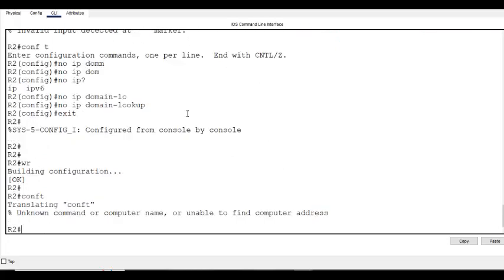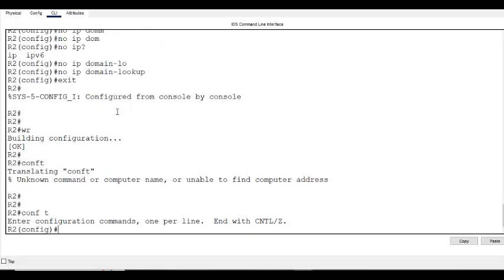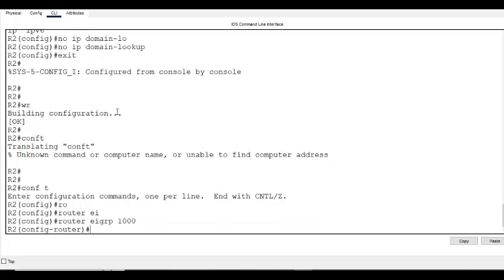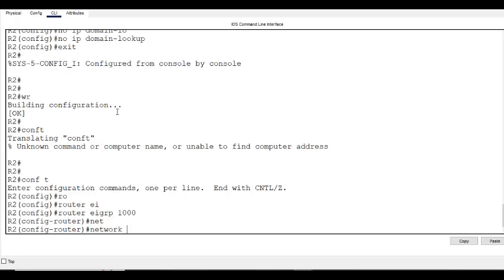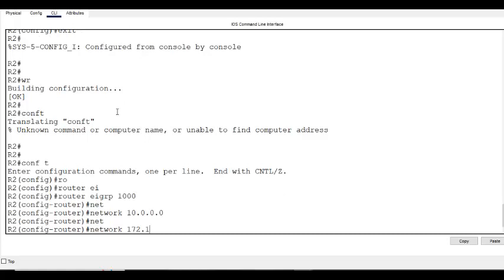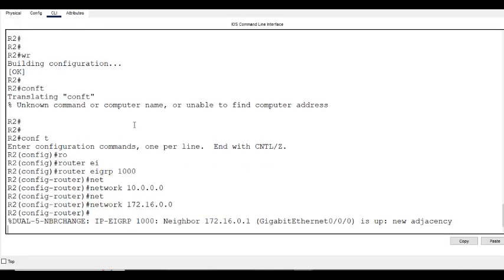Okay. Coming to EIGRP now. Router EIGRP 1000. Same number you have to type. That side 1000, this side also 1000. Network 10. Network 172.16. That's all. Look at this. As soon as I run EIGRP on this 172 interface, which is Gig Ethernet, I immediately formed a neighbor with this guy. Who is this, dot one? This is router one.